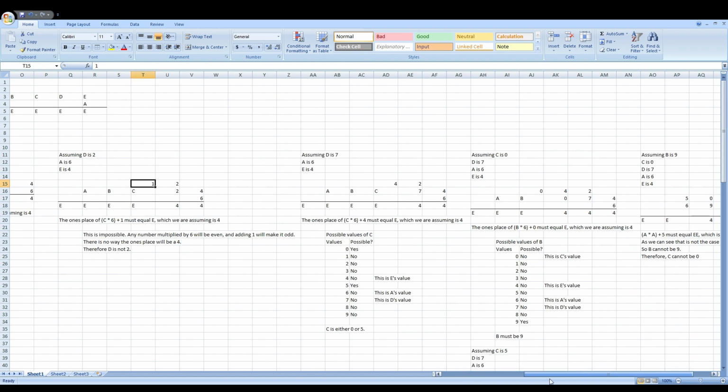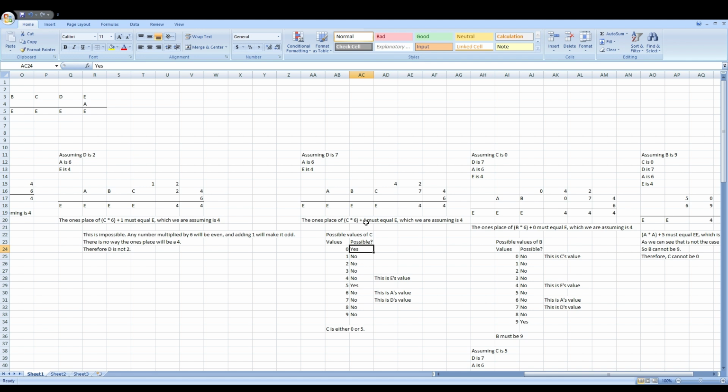Let's move on to assuming D is 7. A is 6, E is 4. Again, from before, possible values of C. Again, here's the equation now. C times 6, 6 is A, plus 4 must equal E, which we're assuming is 4 again. 0 does work. 0 times 6 is 0, plus 4, that works, it's 4.